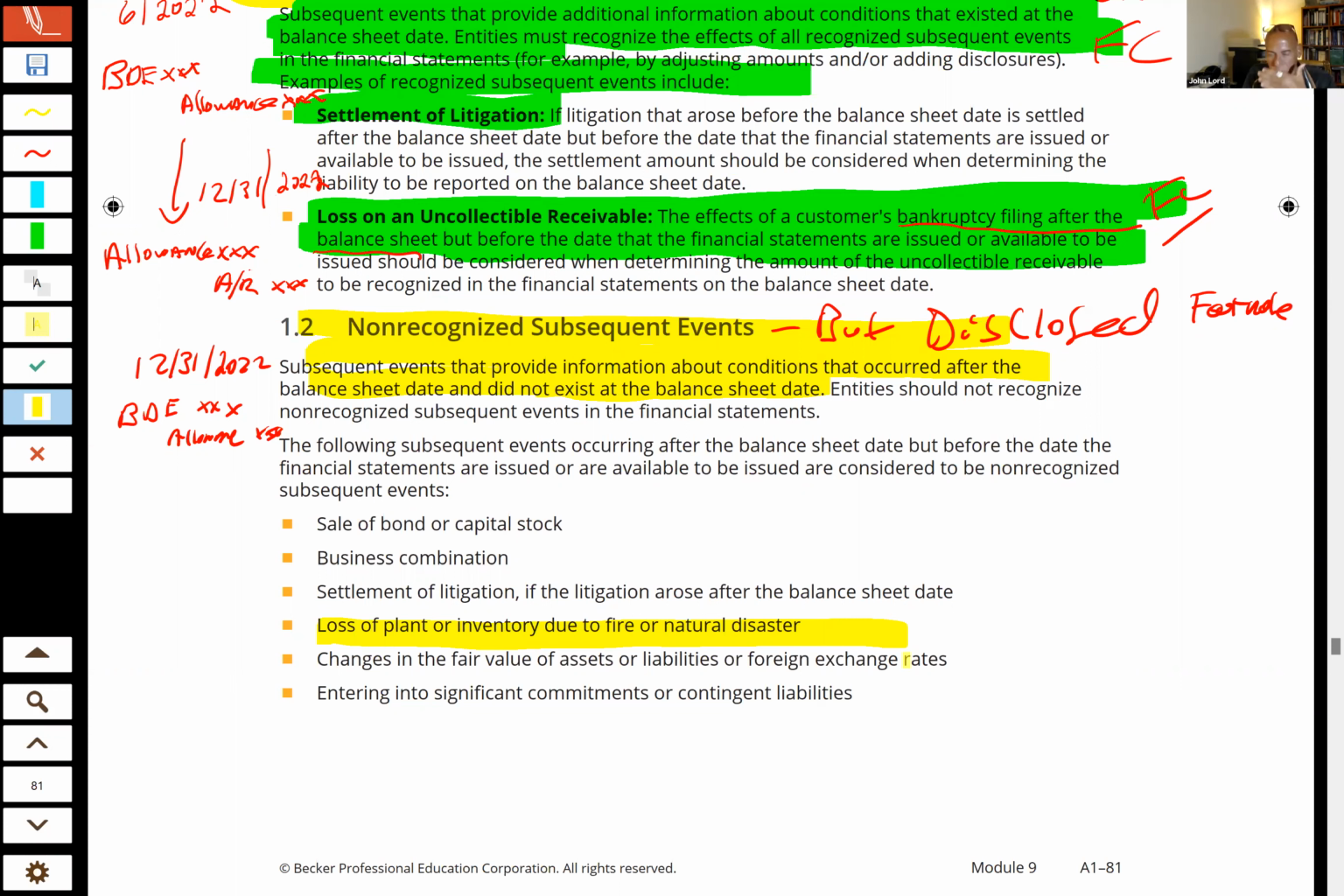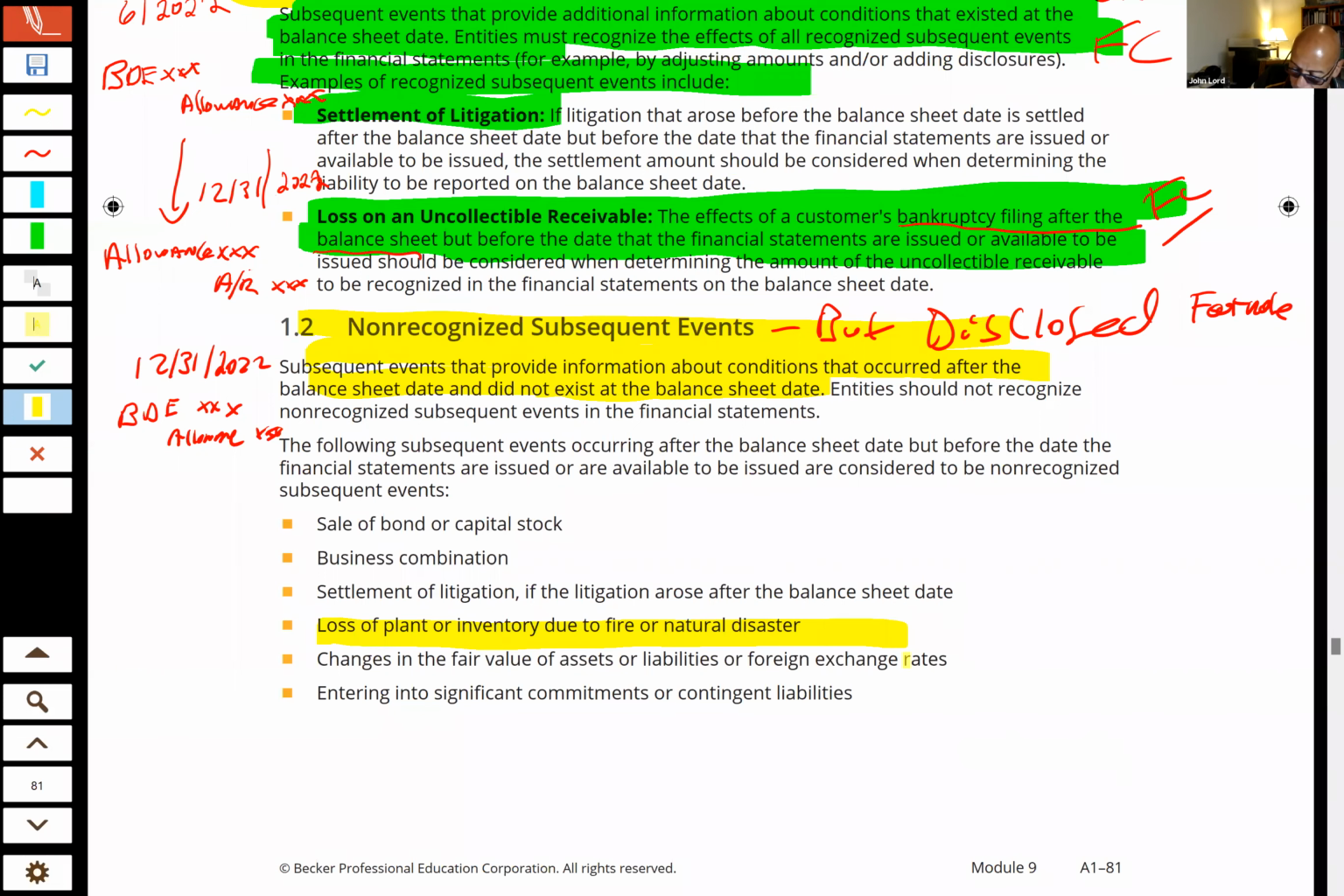If the plant burns down January 15th, well, at December 31st, it was there. So I would still include it on the balance sheet. And then I'd say, that factory building that's showing up on the balance sheet, well, guess what? It ain't there anymore. But I'd still leave it as an asset. I'd be presenting it on the balance sheet as though it had future economic benefit, even though by the time my users are picking up my financial statements, it doesn't have economic benefit, because it was there at December 31st.